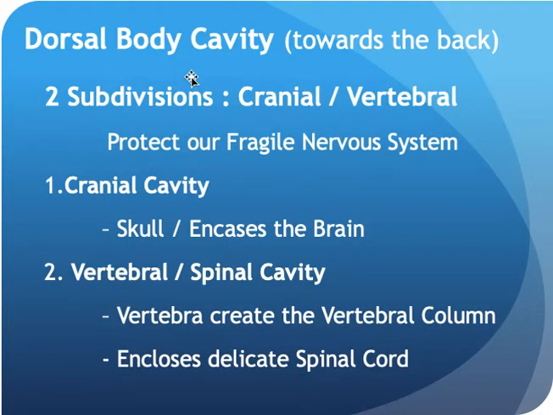So the dorsal body cavity, again, is towards the back. You get two subdivisions: a cranial and a vertebral part. They're going to protect our fragile nervous system. Your cranial cavity is going to encase your brain. It's going to be your skull. Vertebral or spinal cavity: my vertebrae are going to create my vertebral column. We'll come back to that when we get to the bone chapter 2. But these are going to protect or enclose my delicate spinal cord.